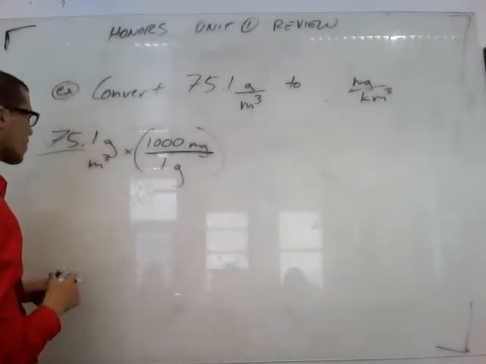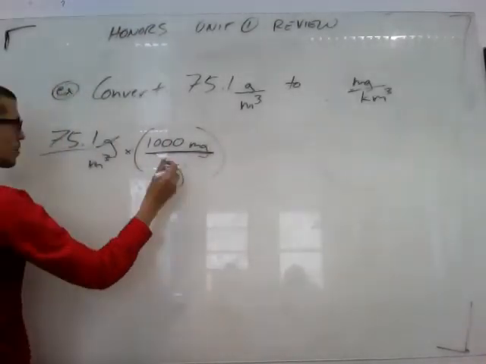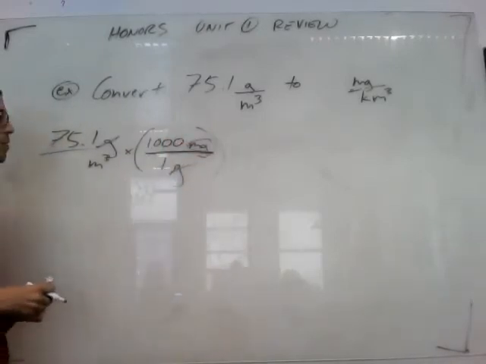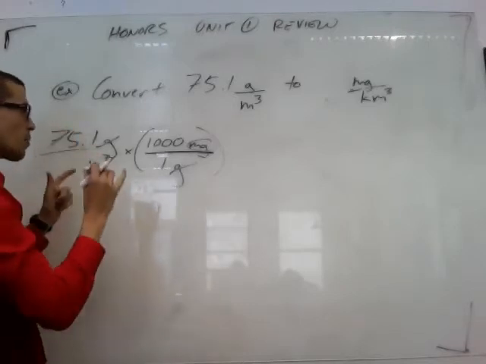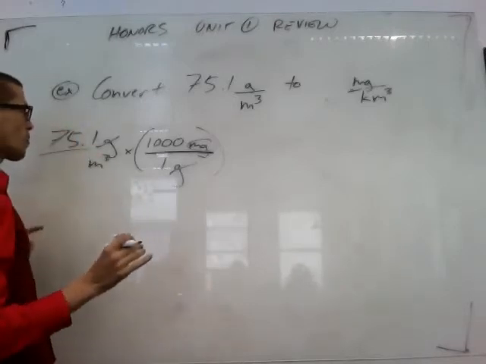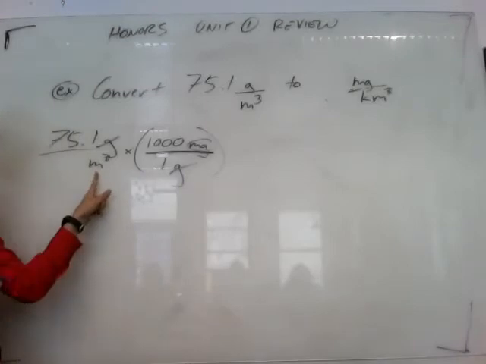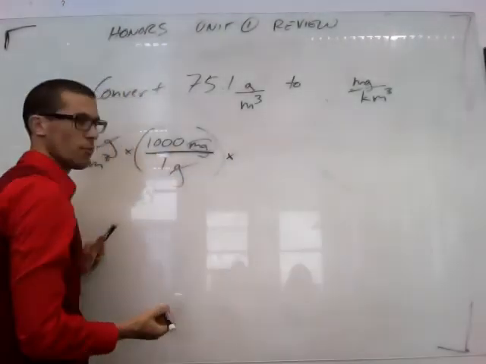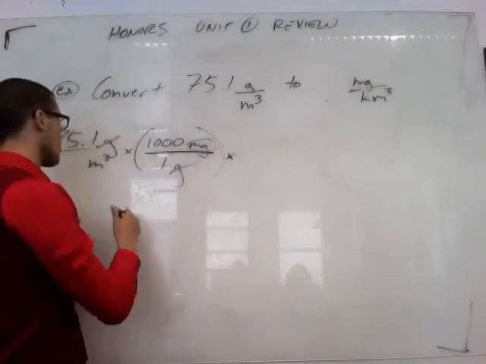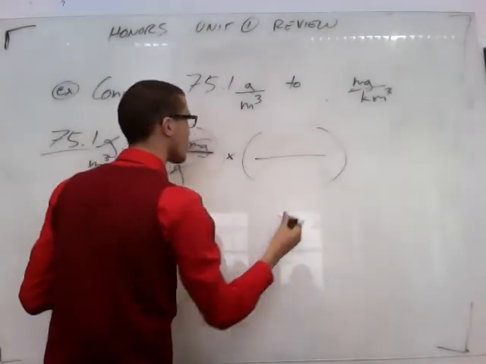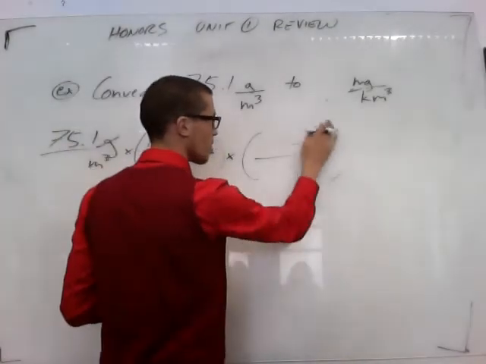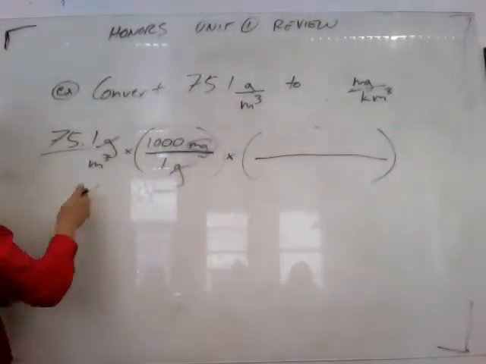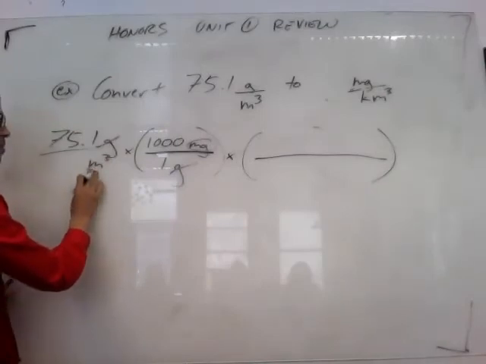Right. So if we do that, then we can cross off our grams, and we're left with this final unit right here of milligrams. So we're done with milligrams. We don't have to worry about that anymore, but we do have to worry about these meters cubed. We want to go into kilometers cubed, which is a weird unit. So let's do that. I'll make this a bigger parentheses because we're going to need extra space. Okay, so kilometers cubed.